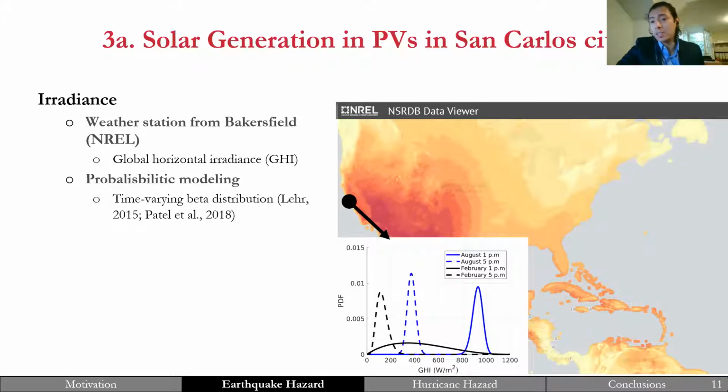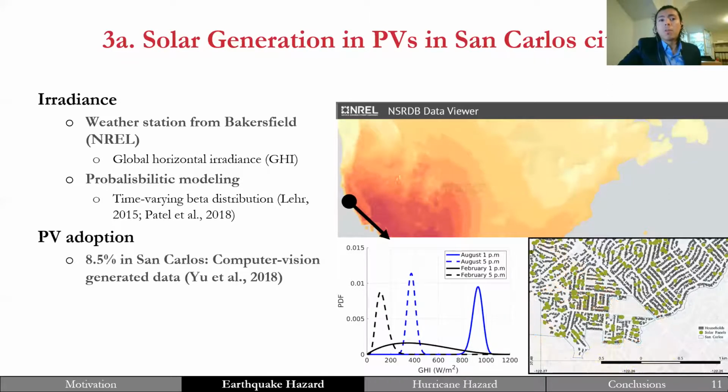We did some probabilistic modeling there using a beta distribution, with some previous work that Professor Roja Gopal did with Dr. Patel. And then for generation, we also use computer vision results of where solar panels are in California. This is work that Professor Roja Gopal also did at Stanford with satellite imagery and computer vision techniques. There's data now of where solar panels are in the entire US and how big they are.